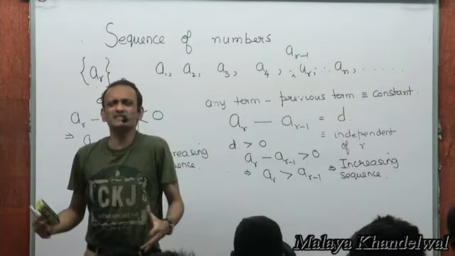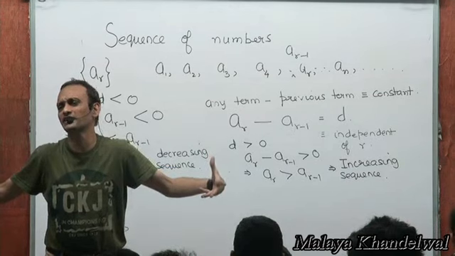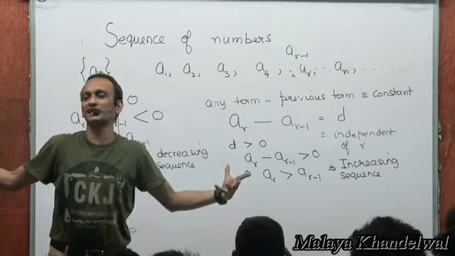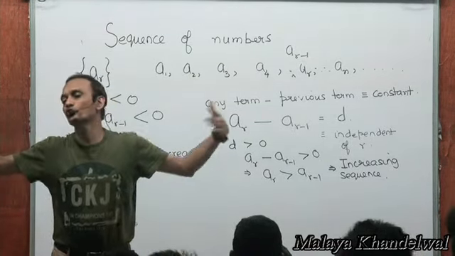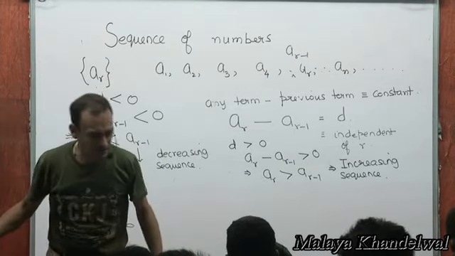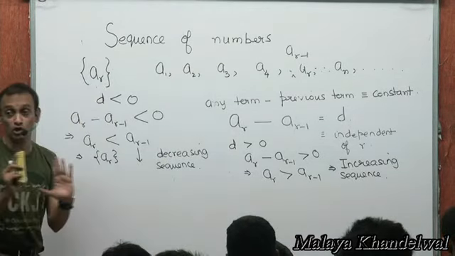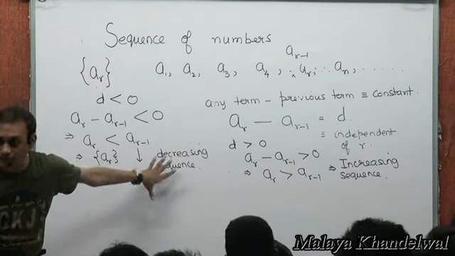So that's only a special case. D equal to 0 is just a collection of identical numbers. Theoretically, it's an AP, but practically, we don't look upon that as an AP. Right? Arithmetic progression. Now, so on so forth. This is fine with all of you, right?